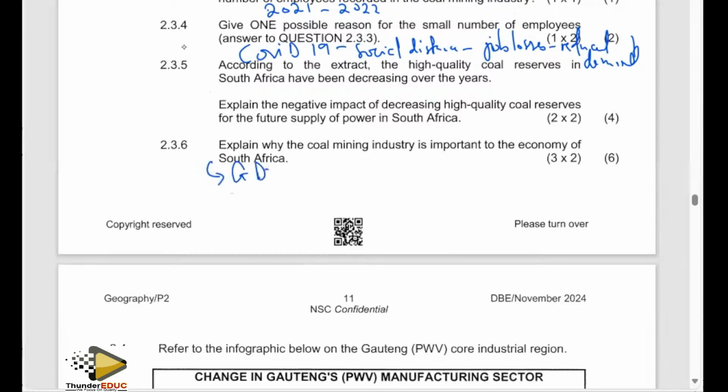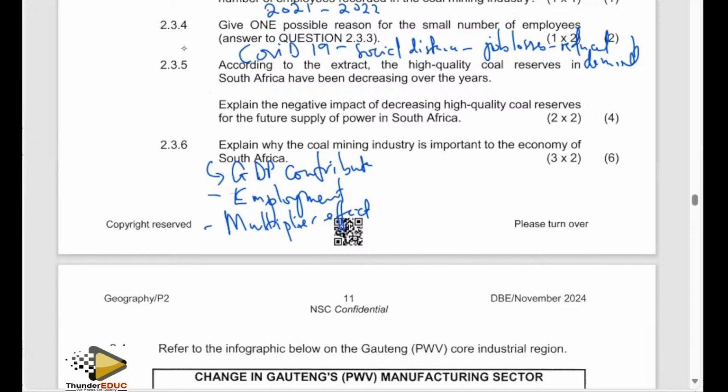You can talk of GDP contribution. Coal mining contributes towards the GDP of South Africa. Or we can talk of employment creation for the economy of South Africa. So many people are employed in the mining sector and in the related industries. Or we can talk of the multiplier effect brought by coal mining. It is going to stimulate the development of other related industries, which will boost the economy of South Africa.